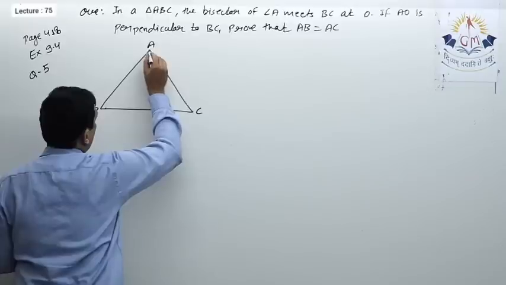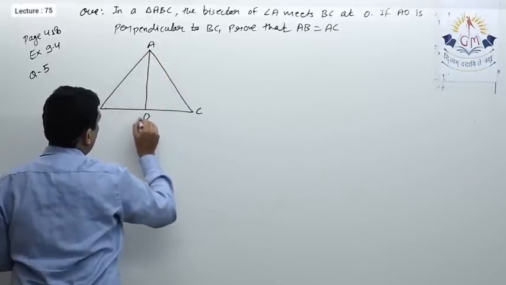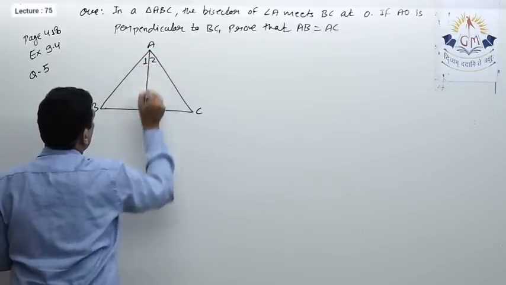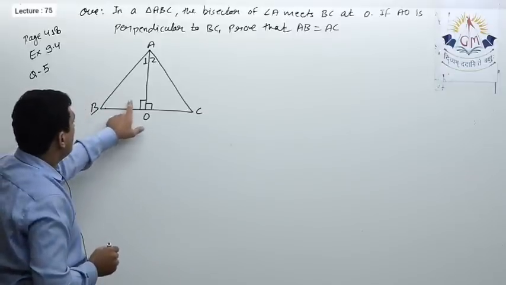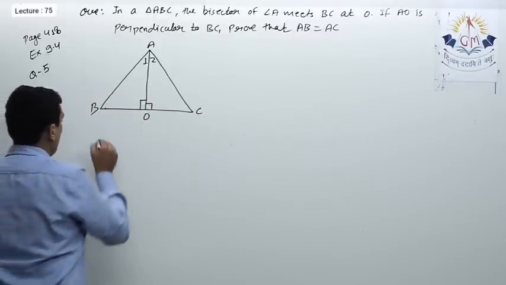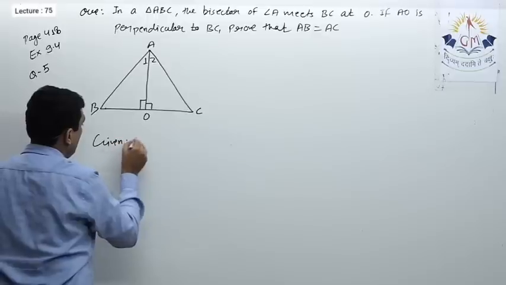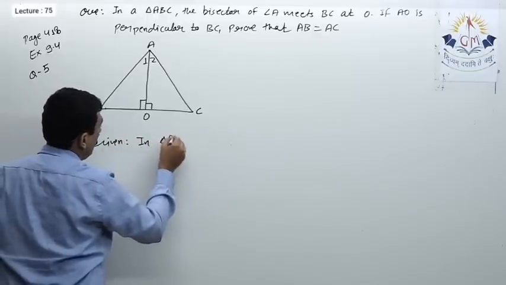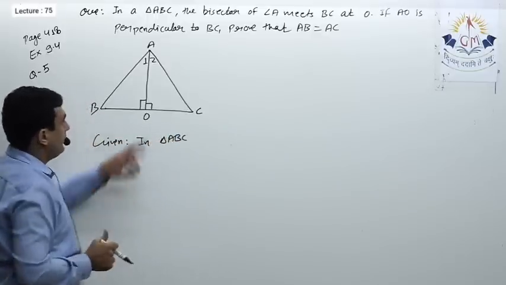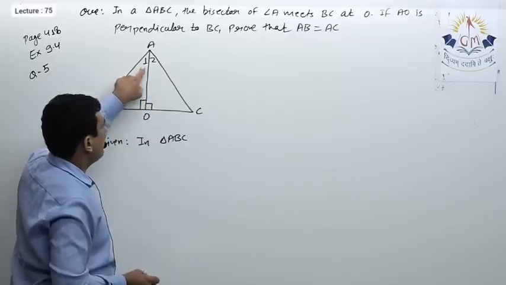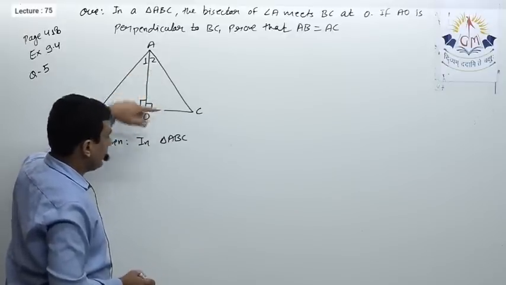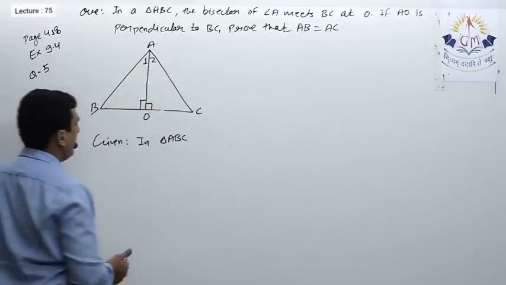Bisector of angle A meets BC at O, that means angle 1 equals angle 2. Also it is given AO is perpendicular to BC, that means angle 3 equals angle 4 equals 90 degrees. So here we have, in triangle ABC, it's very easy. Simply they are asking to prove AB equal to AC. So these two triangles are congruent: angle 1 equals 2, angle 3 equals 4, AO common, by angle side angle.